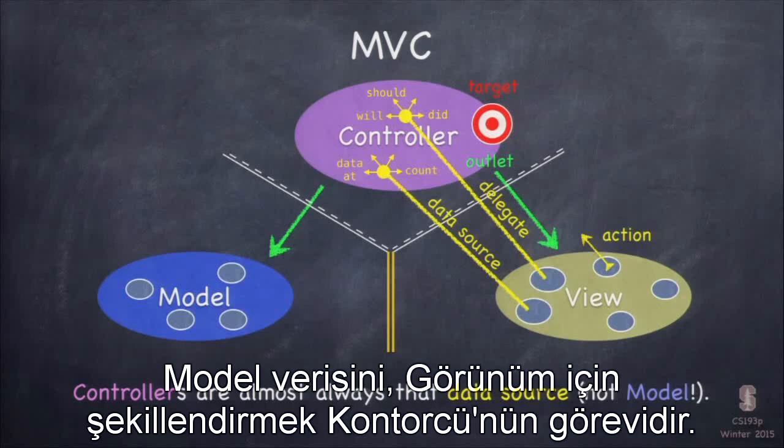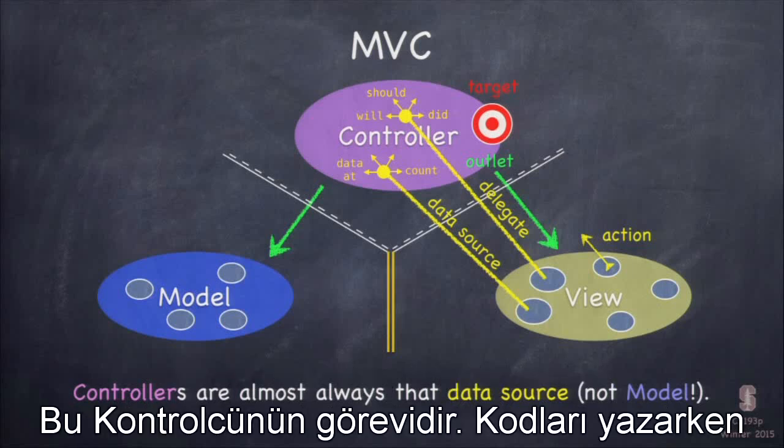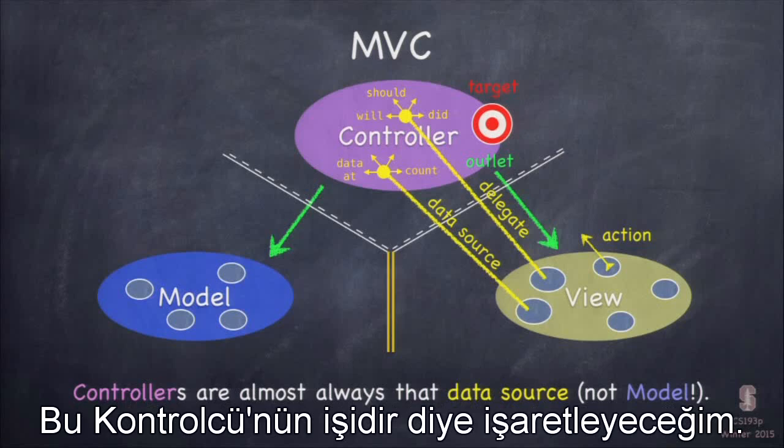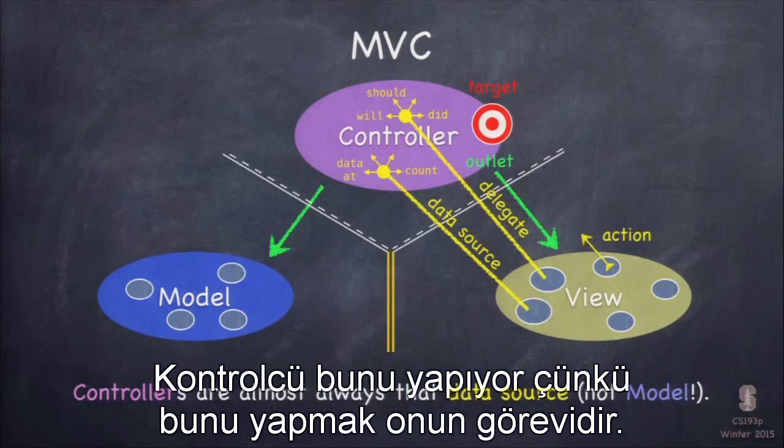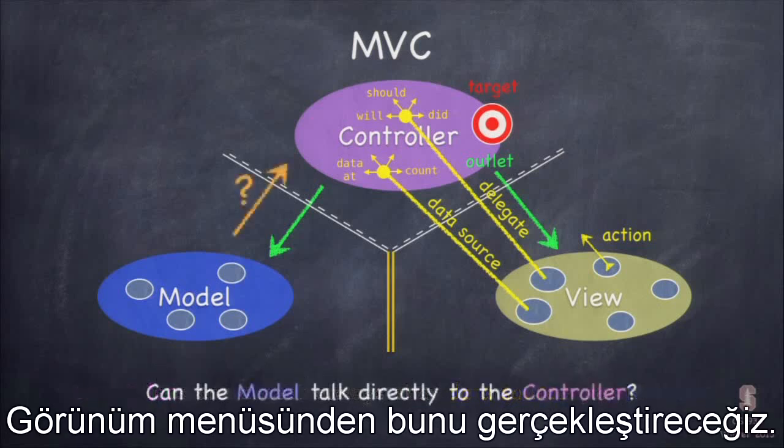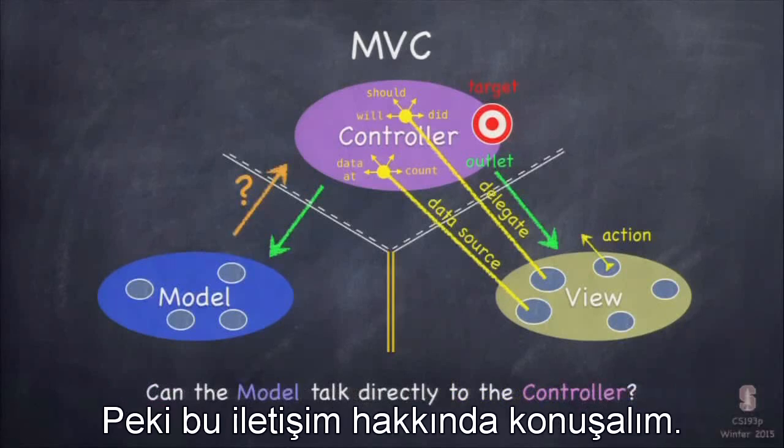Okay. This all adds up to the controller's job being to interpret and format the model data for the view. That's the controller's job. And when we do our demo, I'm going to be remarking like, oh, see, I'm writing this code. This is to make the controller perform its job, which is to take the model data and, using its view minions, put it on screen. Okay, that's what the controller does.